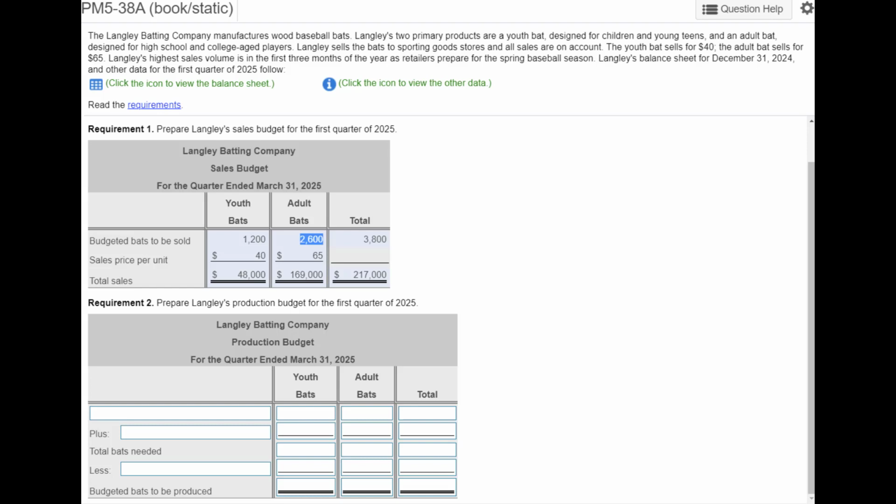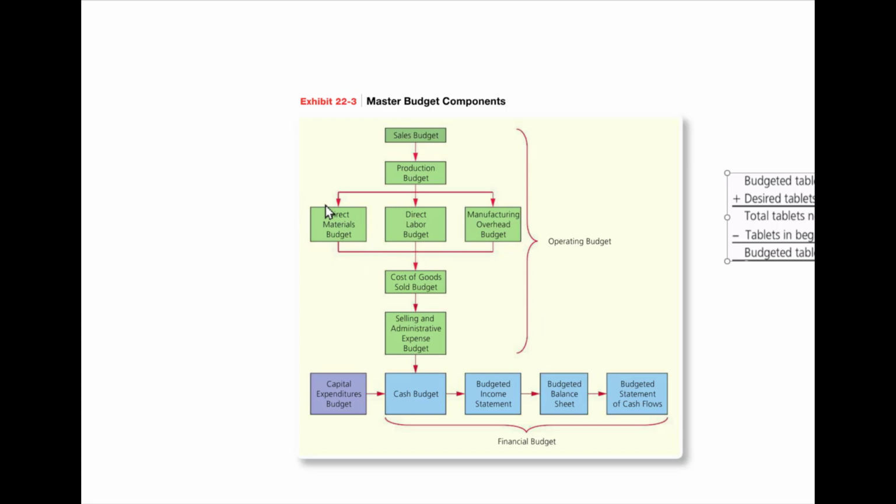Remember, we may already have some bats in inventory, and we probably will want to have some surplus inventory at the end of the quarter just in case sales are higher than we expected. This production budget, which tells us how many bats we need to make, will be needed to determine our budgets for direct materials, direct labor, and manufacturing overhead. Then when we're done with those three budgets, we can figure out our cost of goods sold budget and our selling and administrative expense budget.